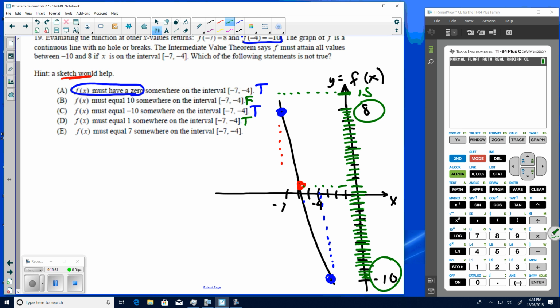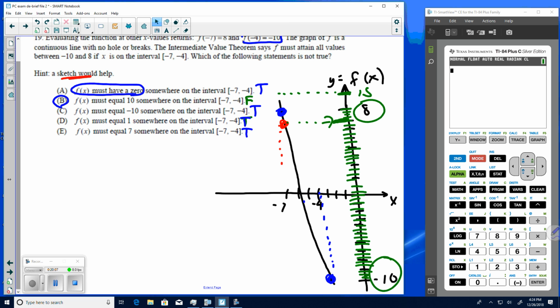And the last one says f of x must equal 7. Sure enough, 7 is up here somewhere, right? So here's 7, and the point has got to have a y-coordinate of 7. So that's also true. So the only one that's false would be this one right here, and that is the answer to that question.